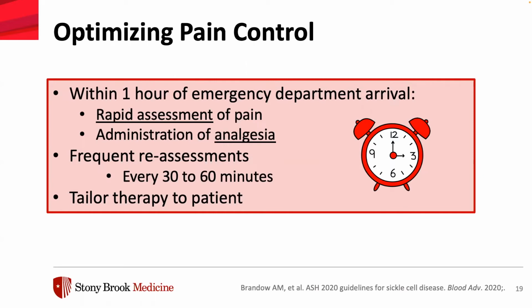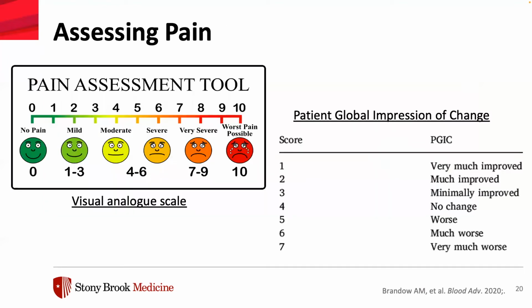management. So in this case, we really want to make sure we get them started on analgesics as soon as we can, as well as frequently reassessing them every half hour or so to make sure that their pain is being adequately treated. And of course, tailoring the treatment to the patient. These are different examples of pain assessment tools. We have the visual analog scale, as well as the patient global impression of change to help monitor any changes in their pain.